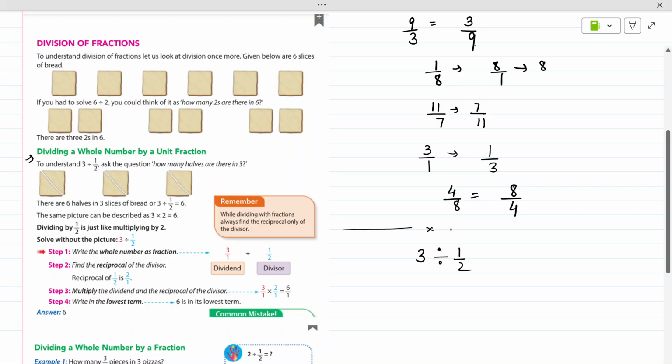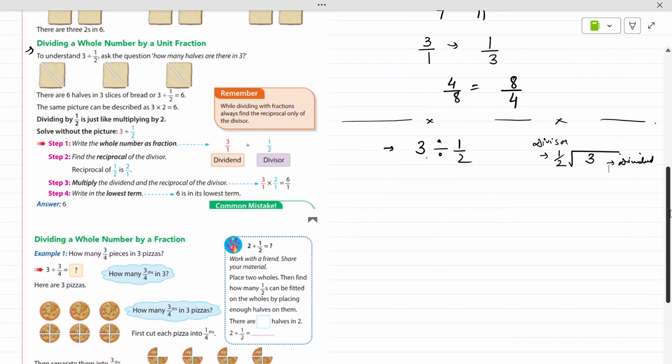So what we are doing here, kids, is dividing the number 3 by the fraction 1 by 2. If I represent this in the form of a long division, it will be something like this: 3 and 1 by 2. That means this is my divisor, 1 by 2, and this is my dividend. This is just the representation of 3 divided by 1 by 2 that I am showing you here. Okay, so now how do we have to divide it?